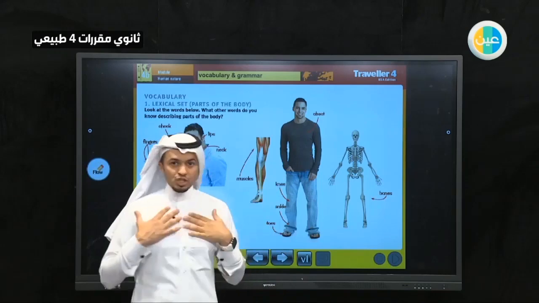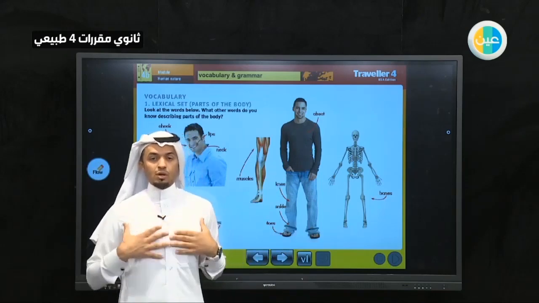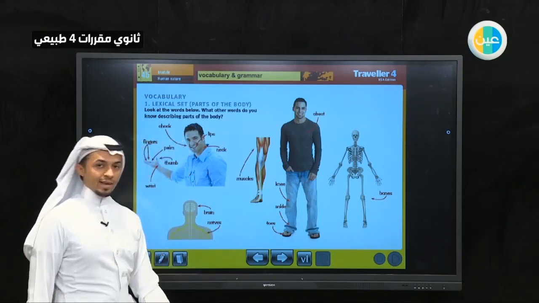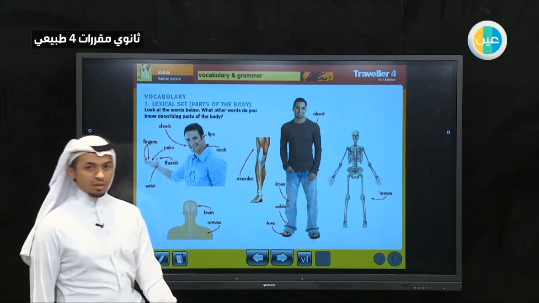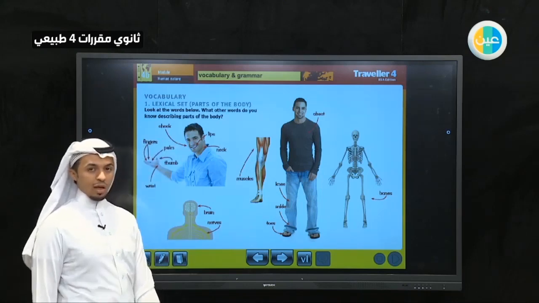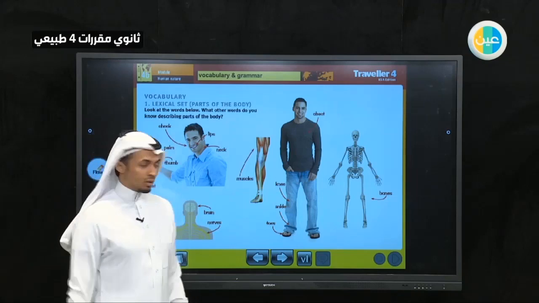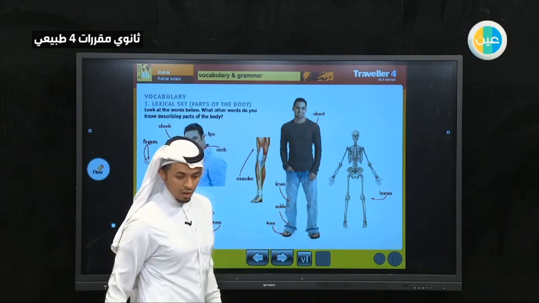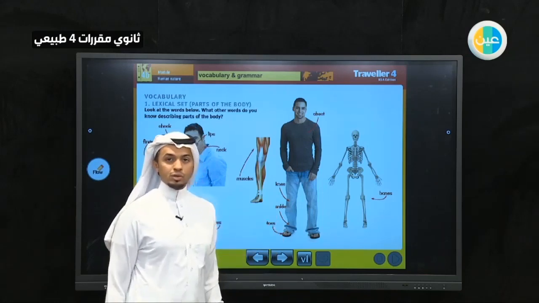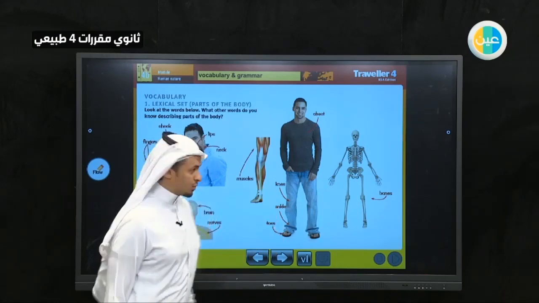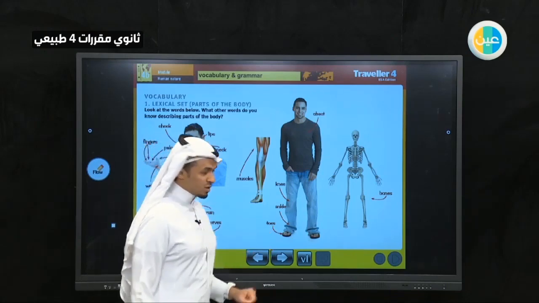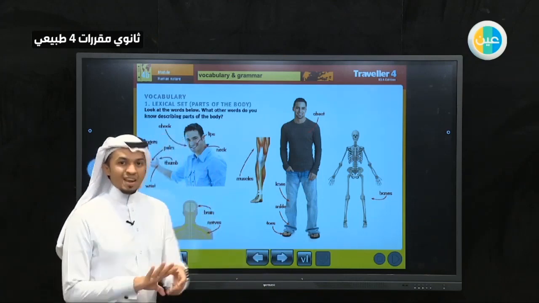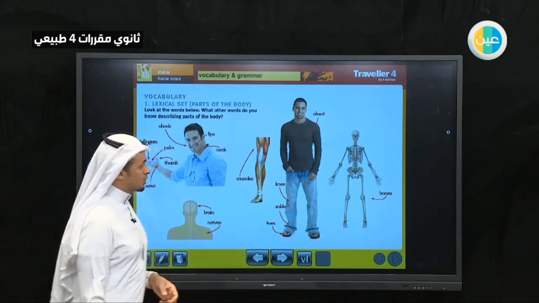And here you have the chest. This is the chest. It's all the chest. This is the knee. The knee is the part that helps you to move and go up the stairs or down and move around. Ankle is the rear part of your foot. Toes are the fingers of your feet. These are toes.